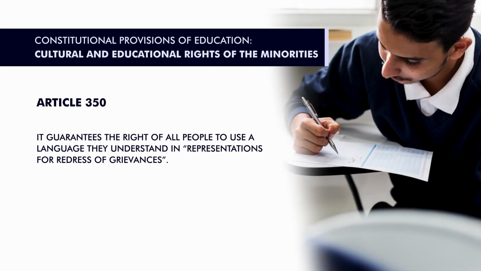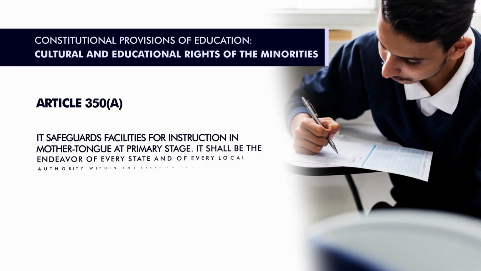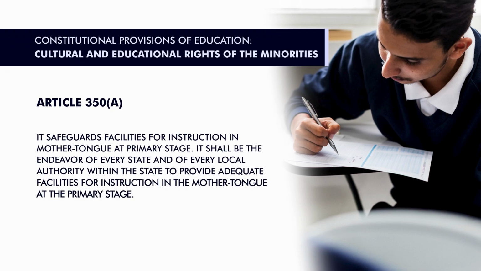Then Article 350 guarantees the right of all people to use a language they understand in representations for redressal of grievances. Then Article 350A safeguards facilities for instruction in the mother tongue at the primary stage. It shall be the endeavor of every state and every local authority within the state to provide adequate facilities for instruction in the mother tongue at the primary stage.